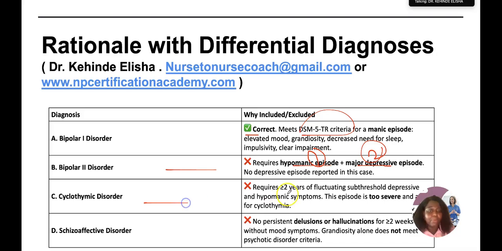Now, cyclothymia requires more than 2 years of fluctuating subthreshold depressive and hypomanic episodes or symptoms. This episode is too severe and acute for cyclothymia. What about schizoaffective disorder? There are no persistent delusions or hallucinations for more than 2 weeks without mood symptoms. Grandiosity alone does not meet psychotic disorder criteria.